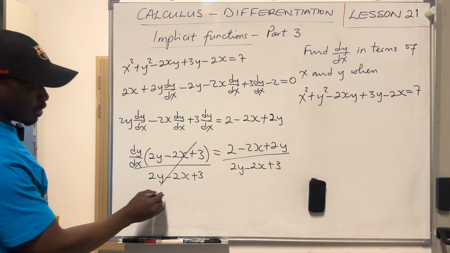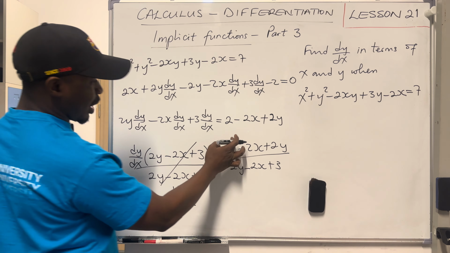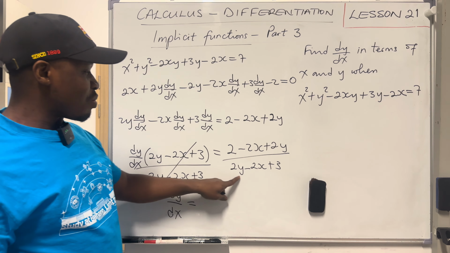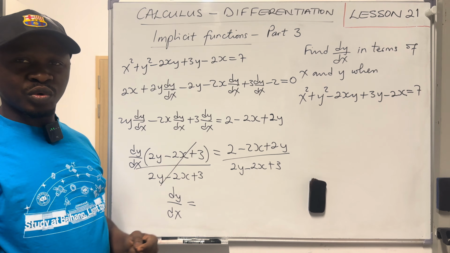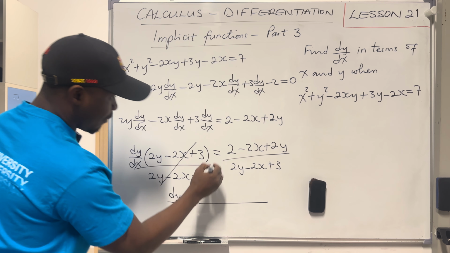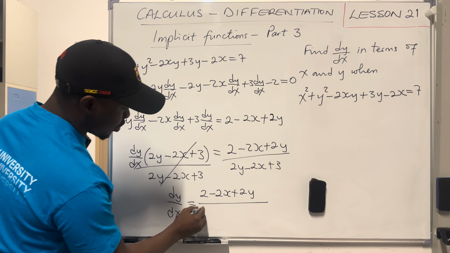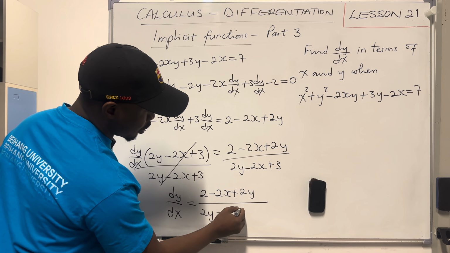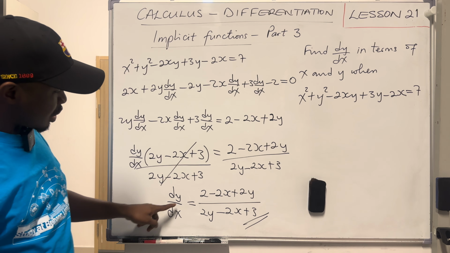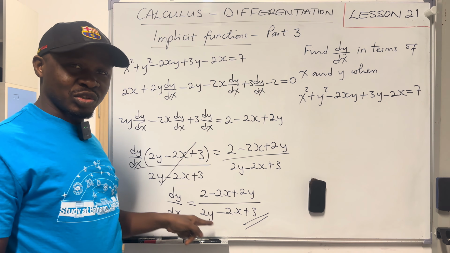So this goes. So our dy dx is equal to, if you want, you can factor the 2 that is common, but it's not necessary, because if it had been possible to have a factor of 2 that will be cancelled later, that would have been nice. So 2 minus 2x plus 2y over 2y minus 2x plus 3. So we've gotten dy dx in terms of x and y. You see, the result comes with x and y.